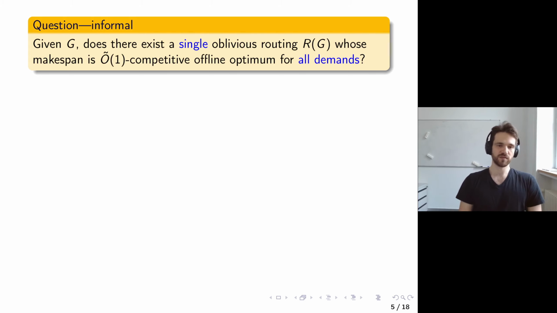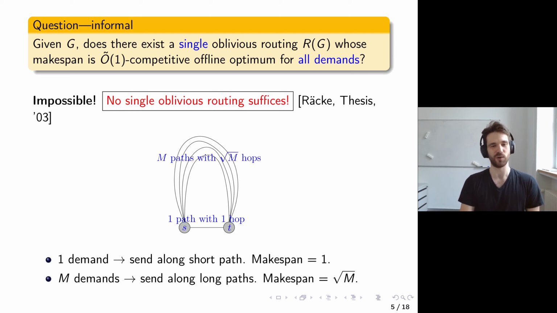All right, so what's the answer to this? Does it exist? Well, it depends on how you interpret it. If you interpret it in the most straightforward, naive way, the answer is actually no. And there is a very simple reason why this is impossible. I claim that no single oblivious routing suffices for minimizing makespan. This was actually noticed quite a while ago by the pioneer of oblivious routing, Räcke, in his thesis in 2003.